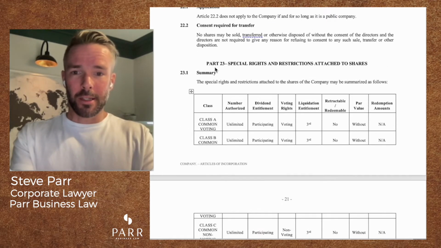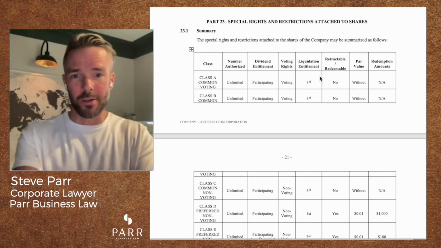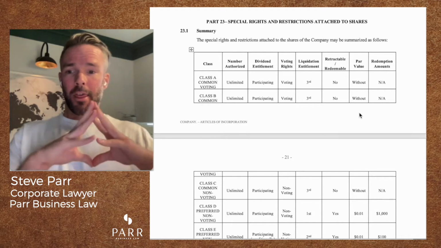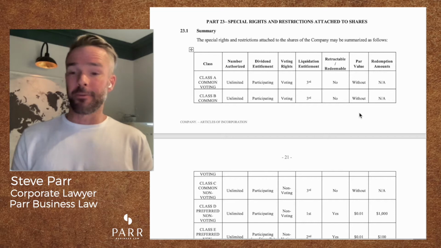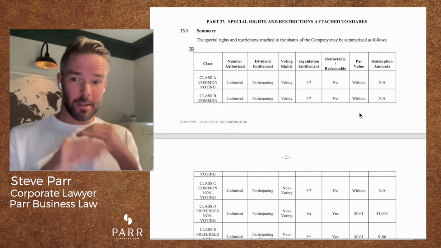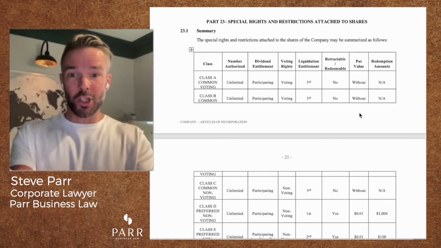and we're going to take a look at Part 23. Part 23, special rights and restrictions attached to shares. So when the company is incorporated, this is what goes into the filing with the registrar of companies, because in there you're going to be setting out what the actual rights and restrictions are for the shares.